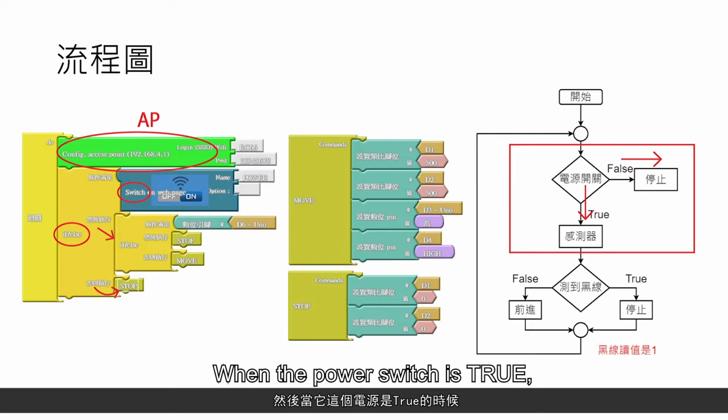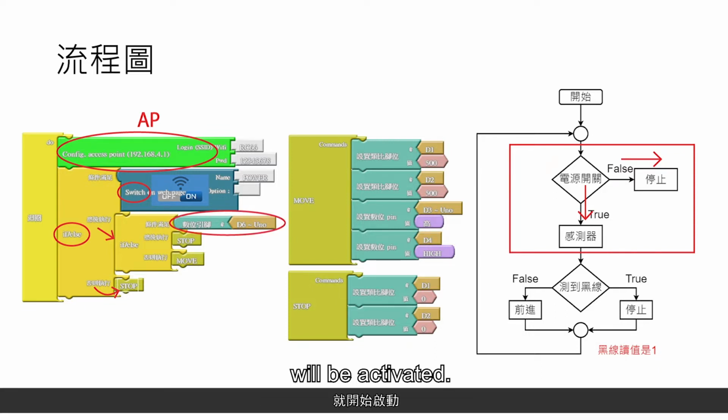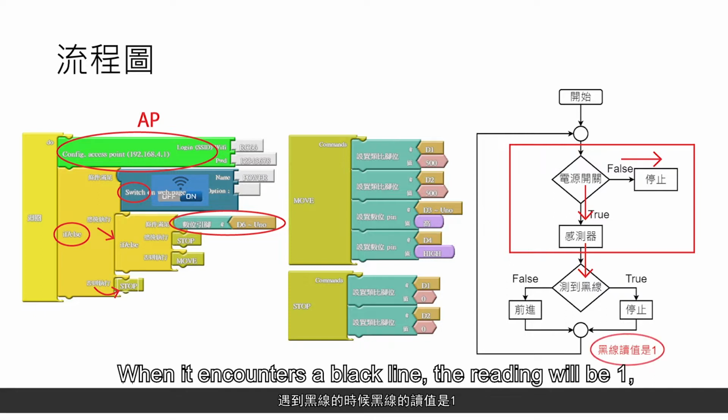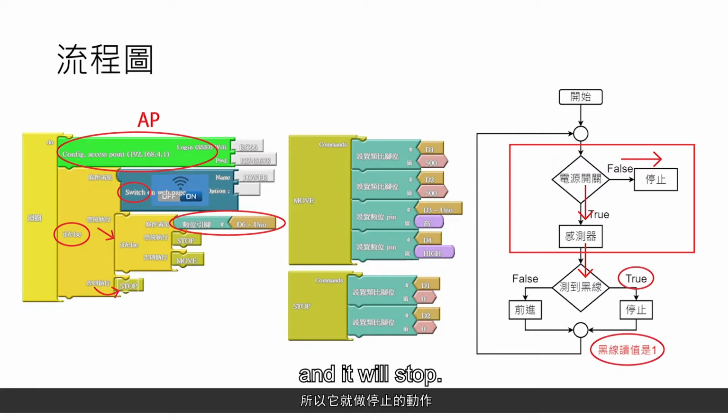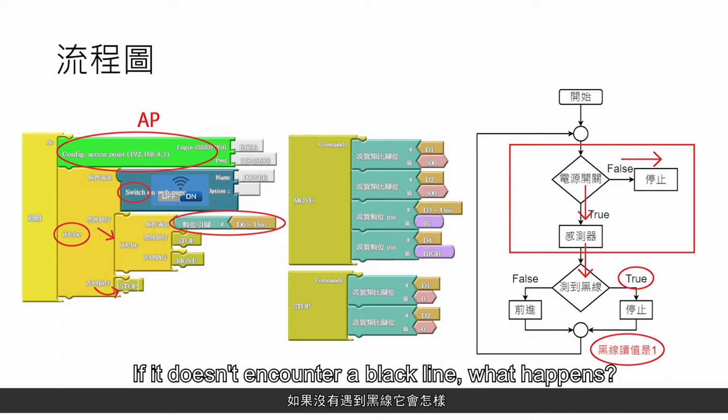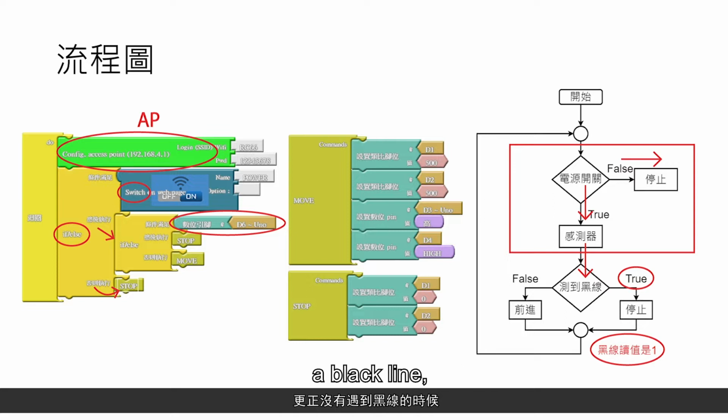When the power switch is true, the sensor will be activated. Our digital pin, which is the infrared sensor, will be connected to the D6 pin. As it moves forward, it will start to evaluate if it's encountered a black line. When it encounters a black line, the radius will be 1, so it will be true, and it will stop. If it doesn't encounter a black line, what happens? If it doesn't encounter a black line, it will move forward. When it's false, it will keep moving forward.